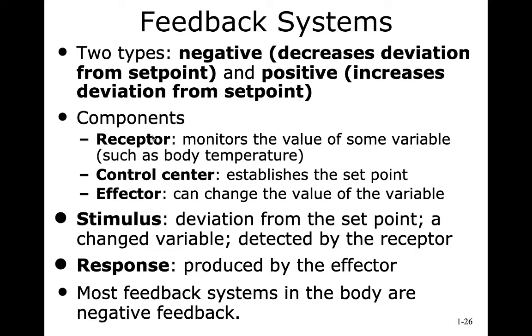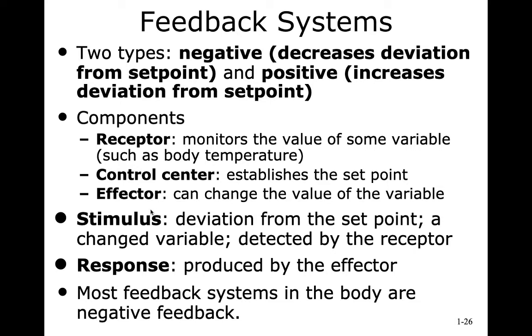And then the receptor monitors: is my body around, is it close to that set point? And then the effector can change it. So again, the effector is the one that's going to bring the value back down if it gets too high above, or bring the value up if it gets too far below. Or, if we're talking about positive feedback, the effector could actually be increasing, making it go further above the set point or further below the set point.